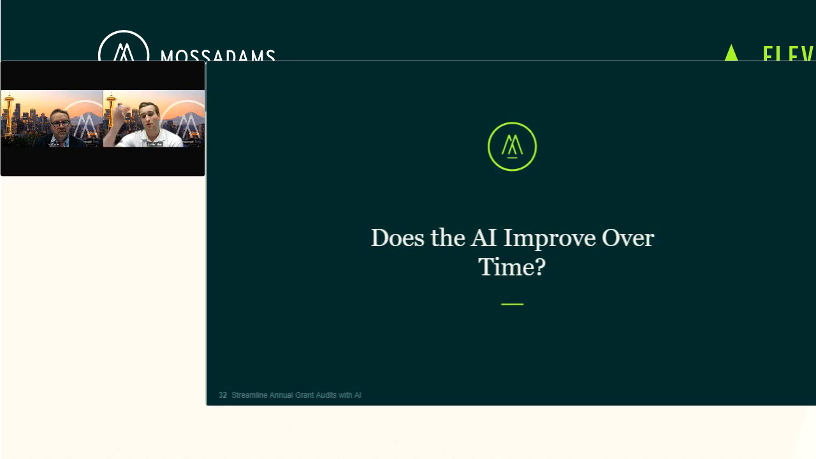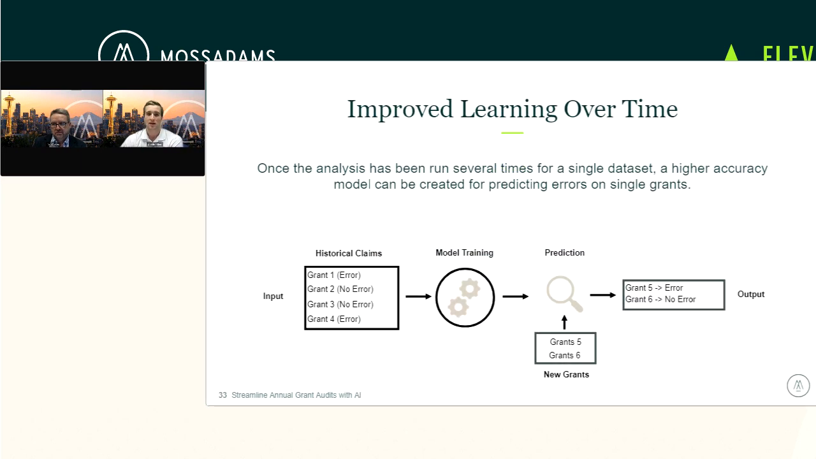One of the other common questions that we get is, does the AI improve over time? Right now we've seen that the AI is basically just looking at the data set that you're providing it. But how does this improve over time? The answer is yes, it can improve over time. The initial setup requires more historical data. Usually what we like to do is start with what's called the unsupervised approach, which is just looking at the data for a given annual grant or something like that.